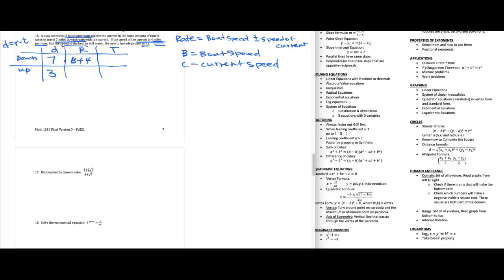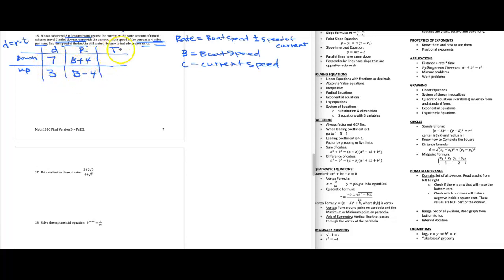Have you guys ever tried to paddle upstream? It sucks, right? I've been on a canoe where I've had to paddle upstream. But it's slowing you down, so that would be B minus 4. Whatever the boat speed is, the current is going to slow you down 4 miles an hour from that.